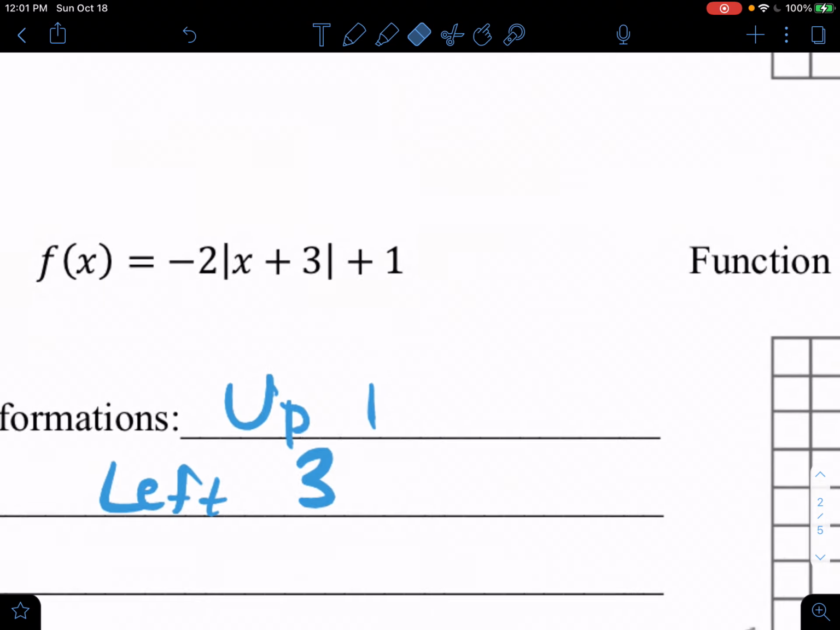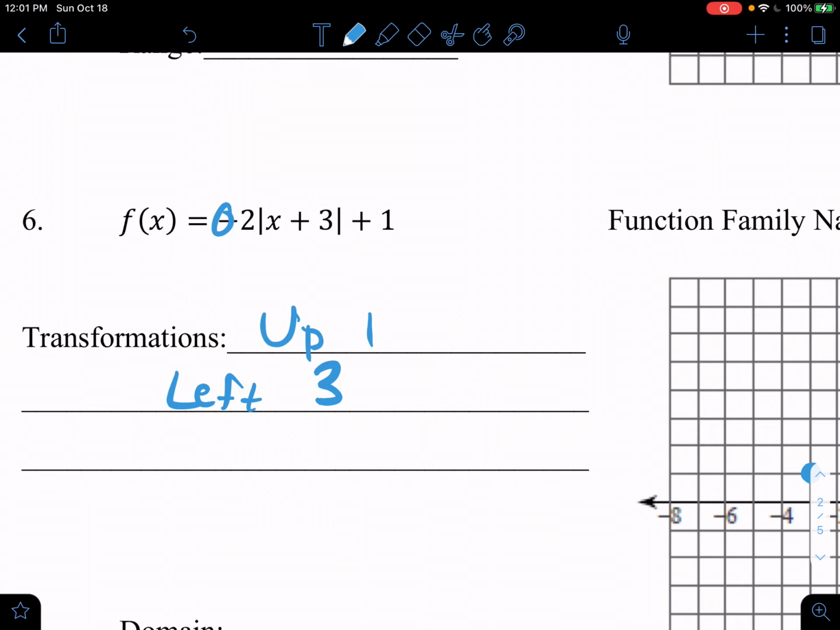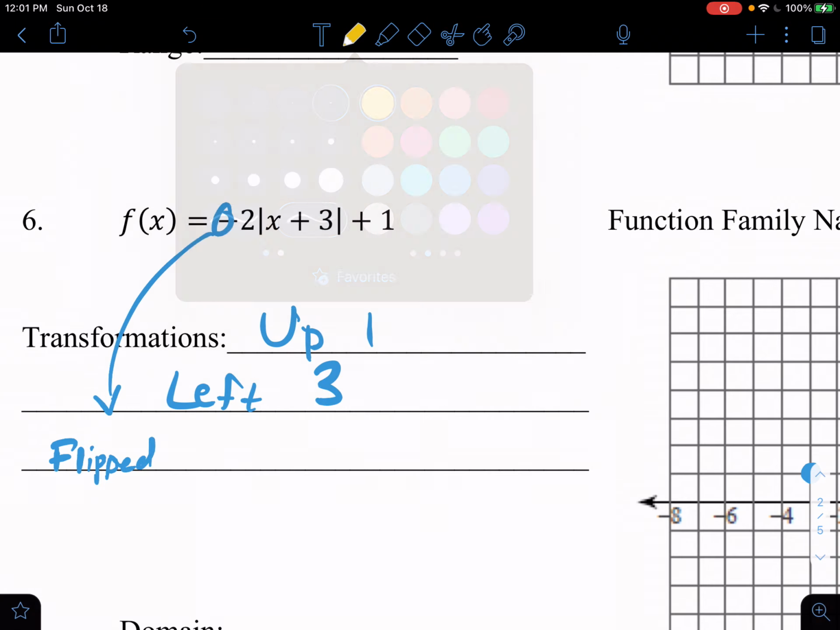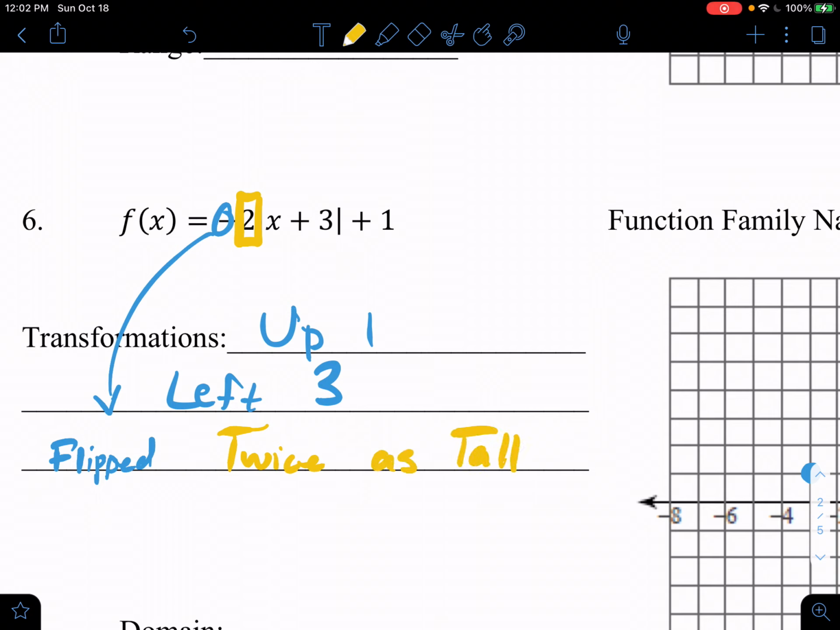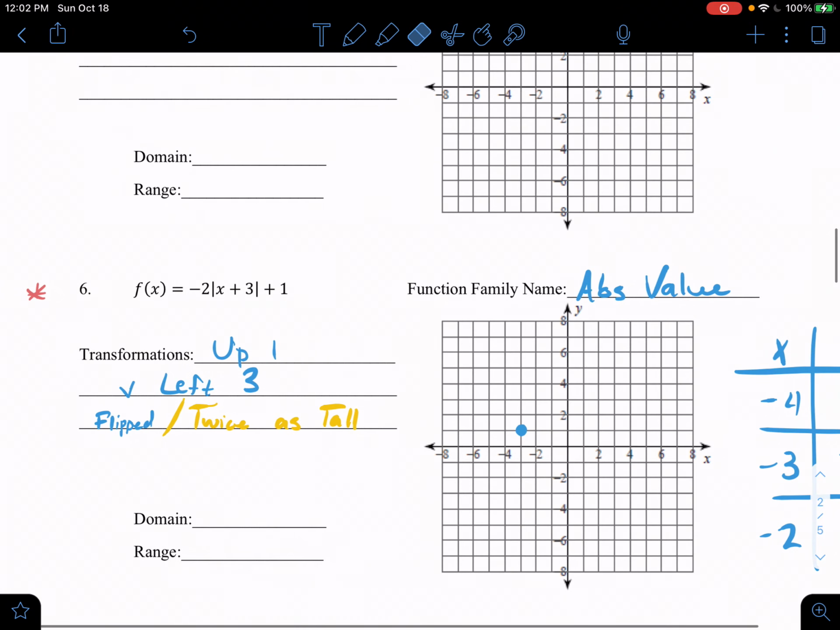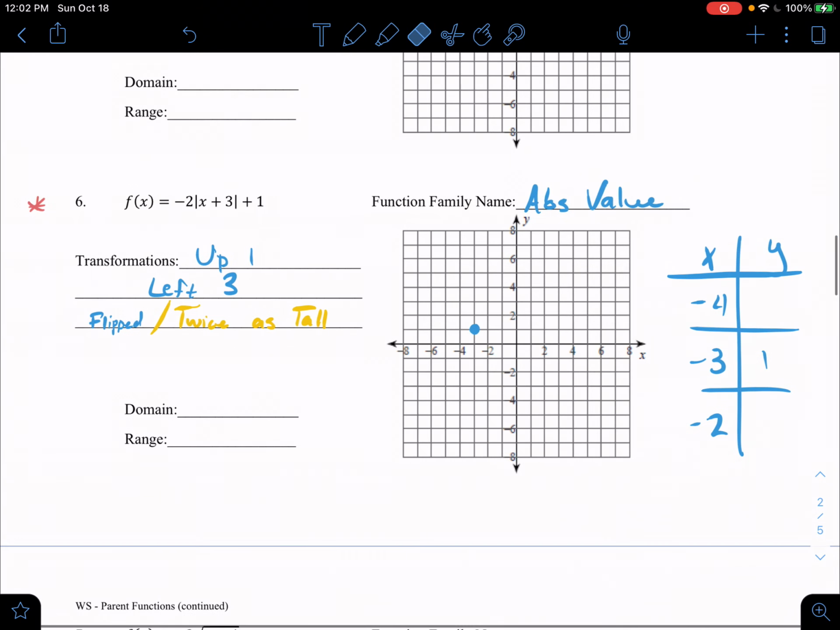A couple of things we want to know. Since we have a negative out front, for our transformations our graph will be flipped. The second thing is that since we have a 2 out front, this is going to be twice as tall. So really, I have 4 different things happening: up 1, left 3, flipped, and twice as tall. Let's figure out exactly what this graph is going to look like.